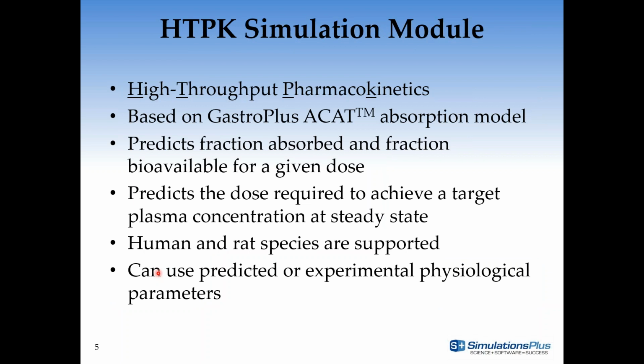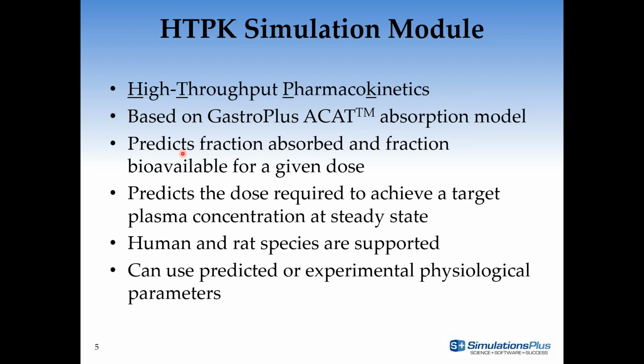Okay, so in ADMET Predictor 8.5, this would have been late last year, we introduced this HTPK module, meant to be essentially a simplified version of our GastroPlus software, more appropriate for early discovery. So we were really focusing on a faster way to get a handle on PK predictions in early discovery. It's based on the same absorption model called the ACAT model that's used in GastroPlus. I have a slide in a second to show a little more detail about that.